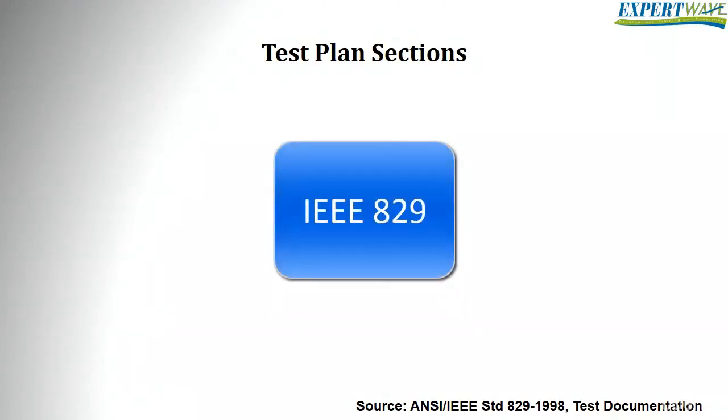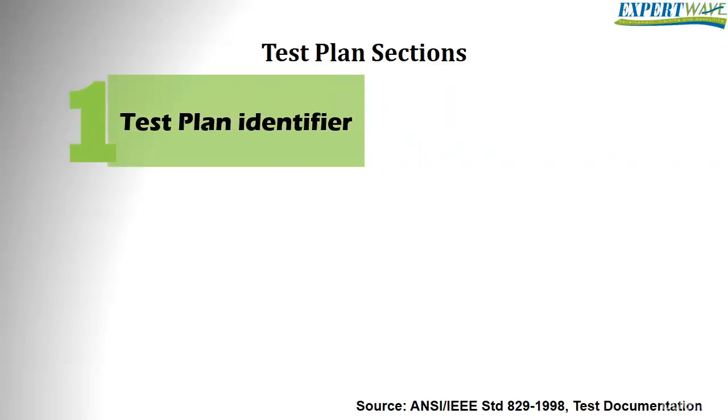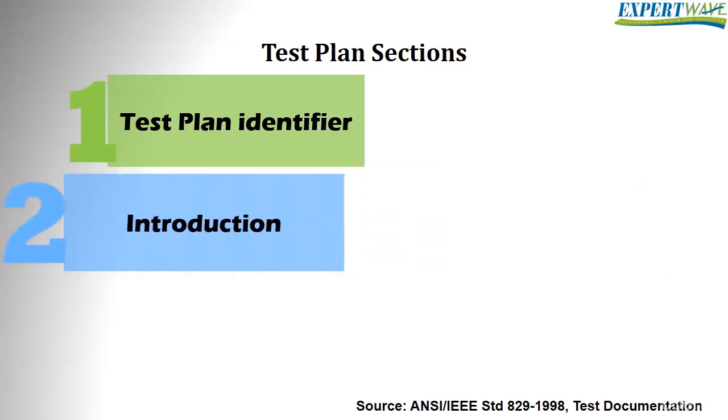The IEEE 829 standard identifies that there should be a minimum of 16 sections present in a test plan. Those sections are: 1. Test plan identifier, a unique identifier that will identify or be used as a reference for the plan, such as ExpertWave ABC 123. 2. Introduction, a brief introduction to this document, its purpose, and the project for which it has been produced.